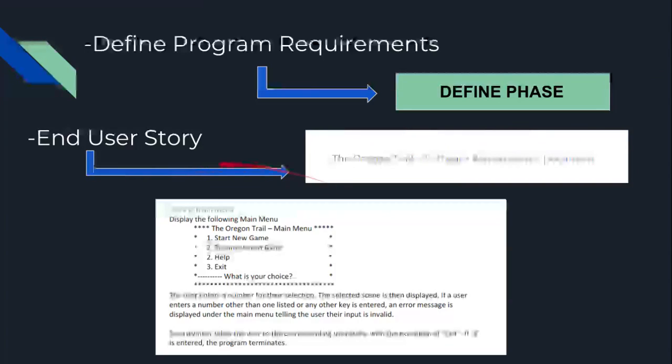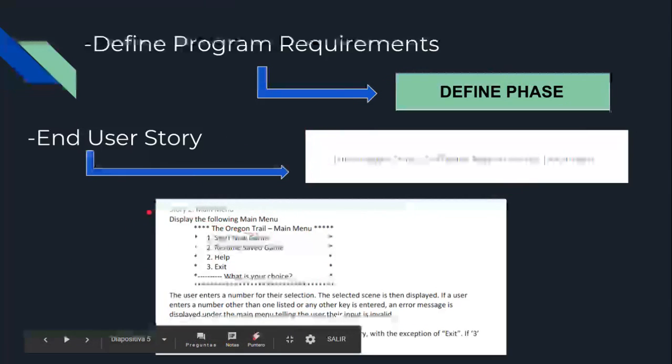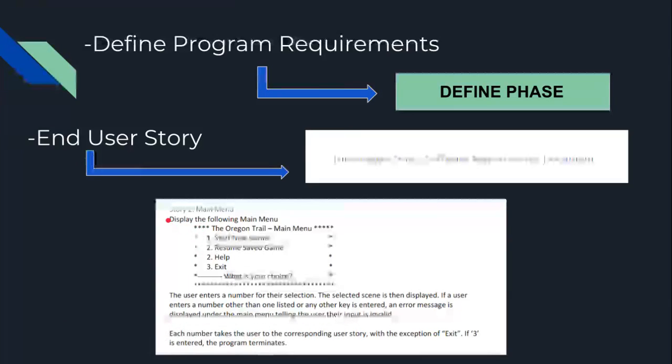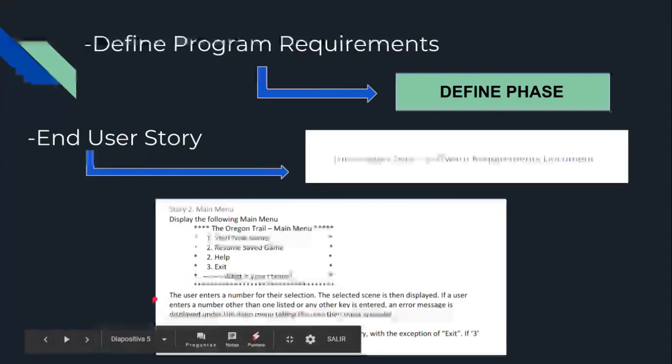So this is an example of the Oregon Trail software requirements. This is the main menu end-user story. If you can see it, it says the menu that is displayed. It says what the end user sees on the screen, what actions the end user takes, and what the program does in response to those actions.